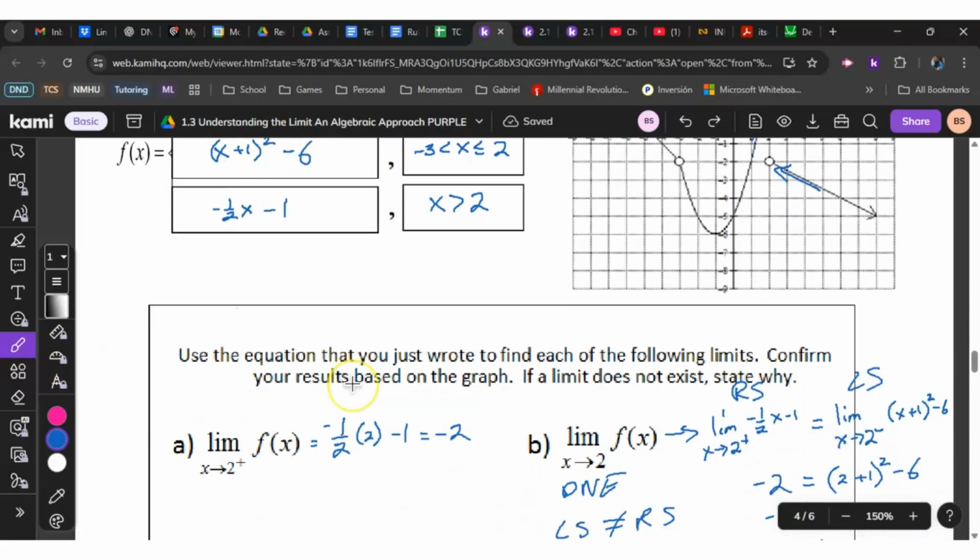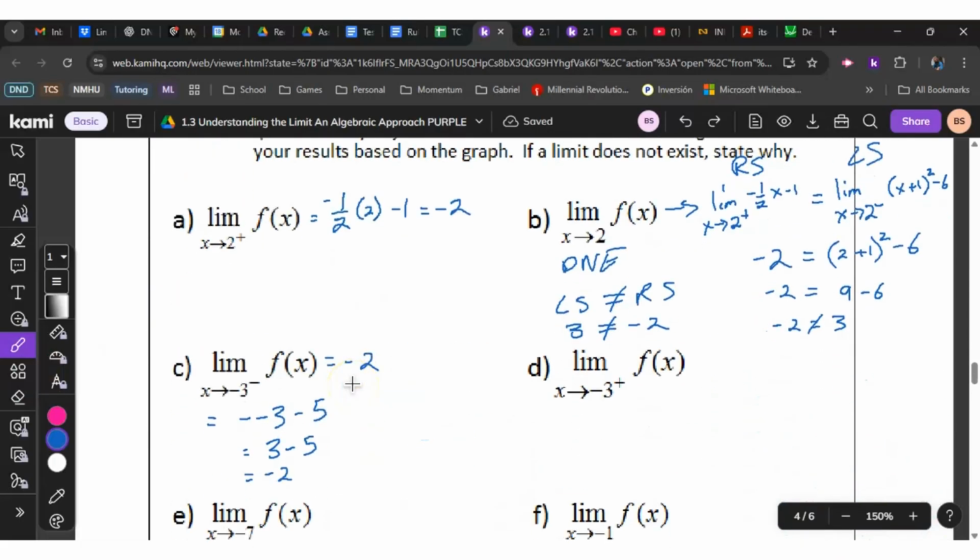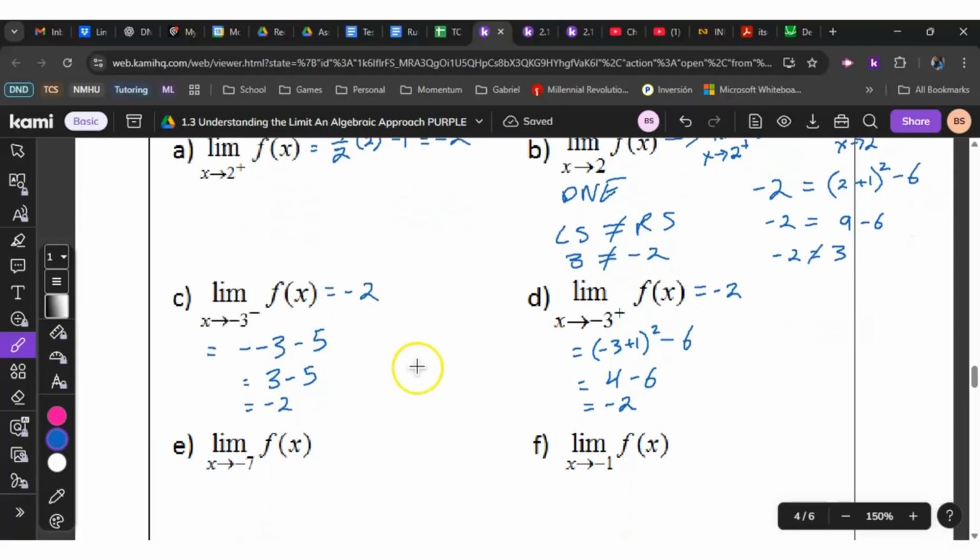All right, so we've got to use that middle one, which is (x + 1) squared minus 6, so (-3 + 1) squared minus 6. Okay, then I worked that out. -3 plus 1 is -2, squared is 4, good. 4 minus 6 is -2. So as an extension question, does the limit exist at -3? Yes, because the left side and right side are equal.